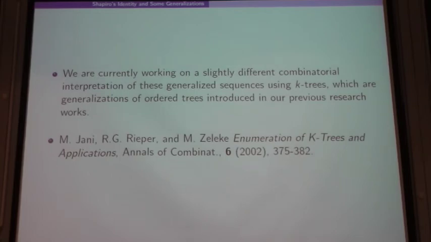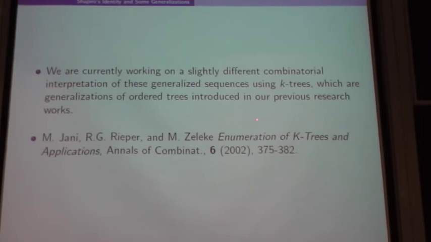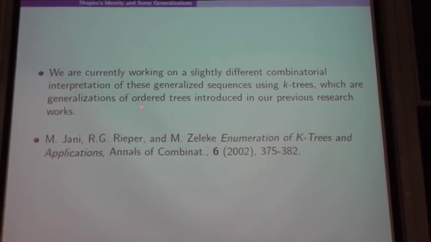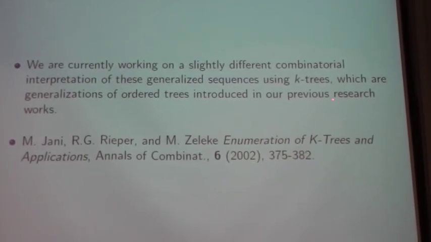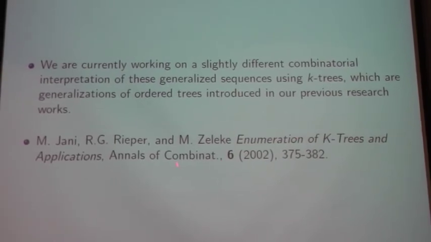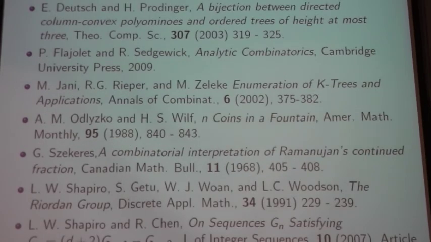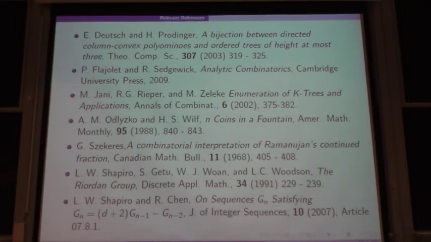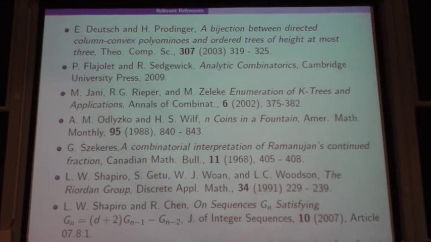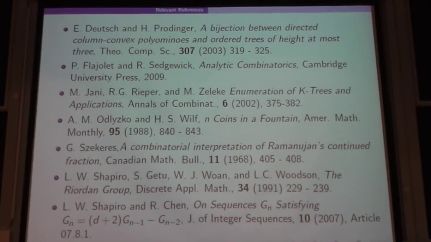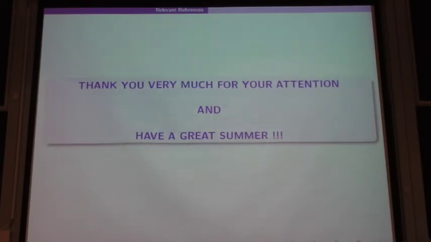In our case, we are currently working on a slightly different combinatorial interpretation for the generalization that will also include the standard skinny trees. For that, we are using our previous research on K-trees, which you can find in this paper and so on. I guess at this point, I should give you the list of relevant references on the topic that I talked about. If you want more details, you can get them from any of these papers. And thank you very much for your attention.